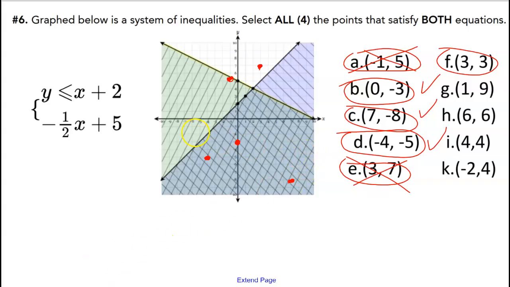All right, so I would go to the right 3 and up 3, and that'll put me right on the line. But because it's a solid line, we're going to count that one. Okay, so F works. So that's all 4 of them, and that's our answer.